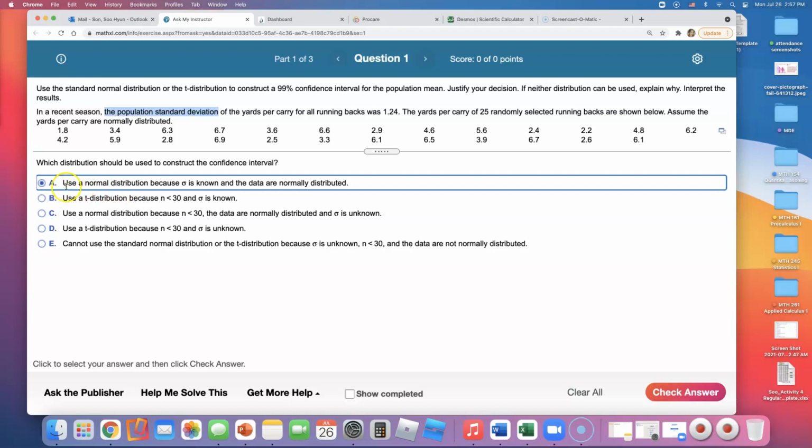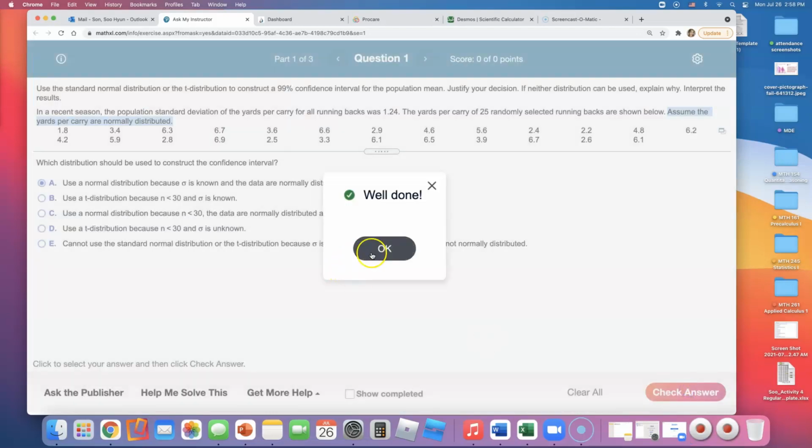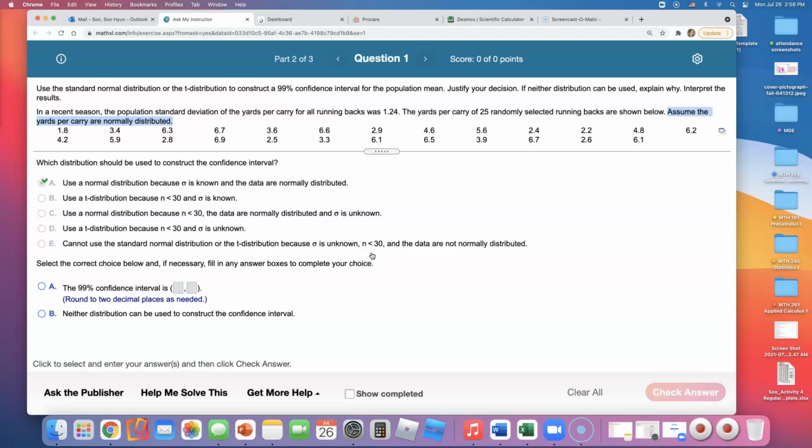A says, use a normal distribution because population standard deviation is known and the data are normally distributed. Did they say that part too? Let me see. Oh yeah, they also did. They said, assume the yards per carry are normally distributed. So the answer is A, but I don't think that was the part the student asked me about. I think the question was this part.